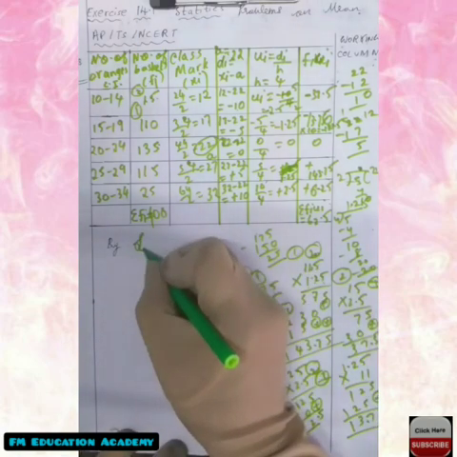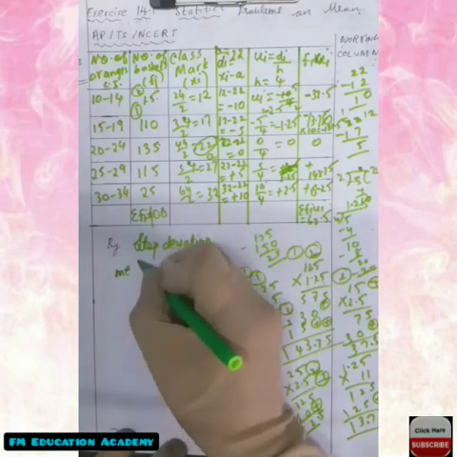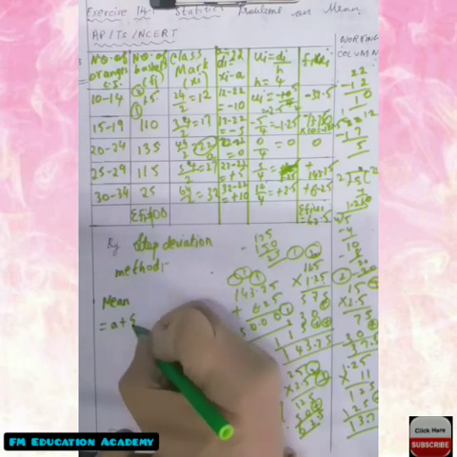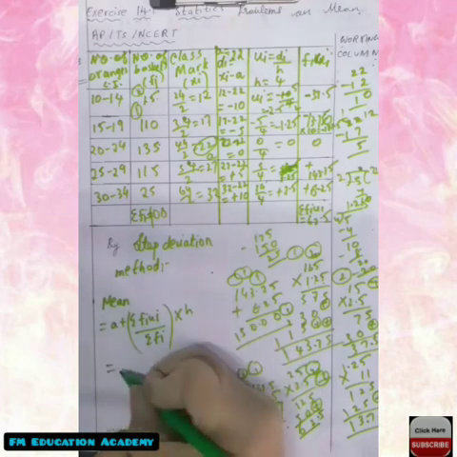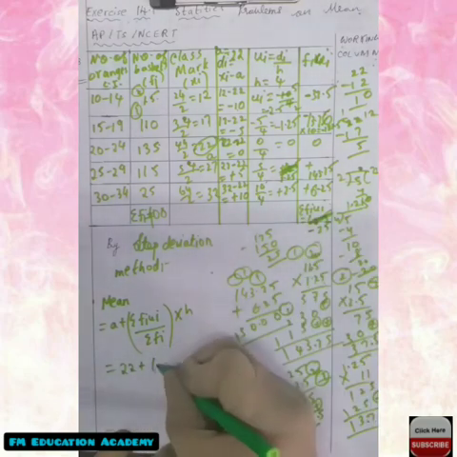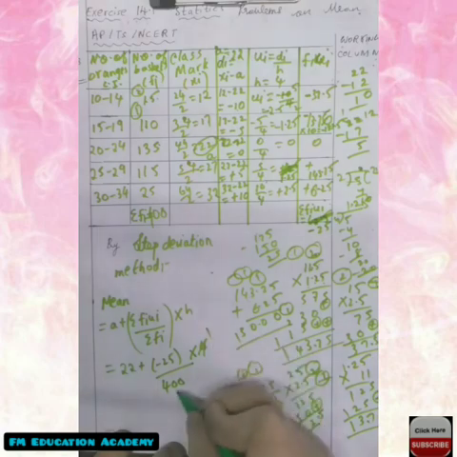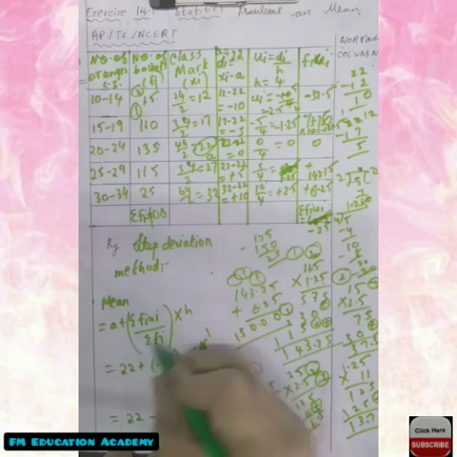So here I am using the step deviation method. So I can say by step deviation method, mean is equals to A plus sigma fi ui by sigma fi into h. So that is equals to A here is 22 plus sigma fi ui is minus 25, minus 25 by sigma fi is 100 into h is 4. 25 by 100 can be written as 0.25 because 2 zeros are there, it will go on left side. Plus into minus is minus 0.25.